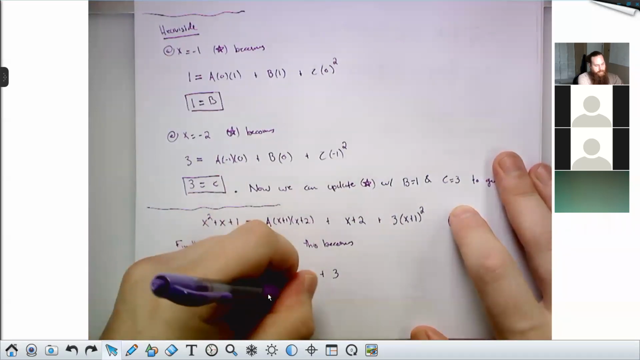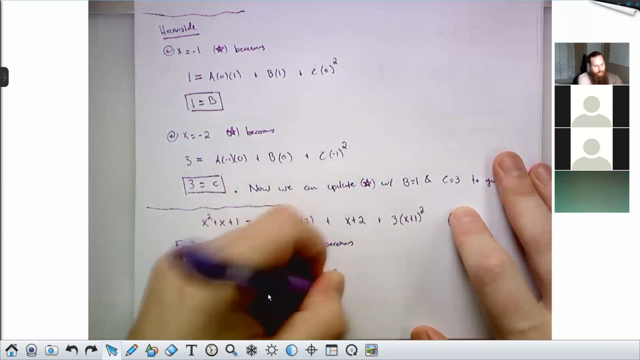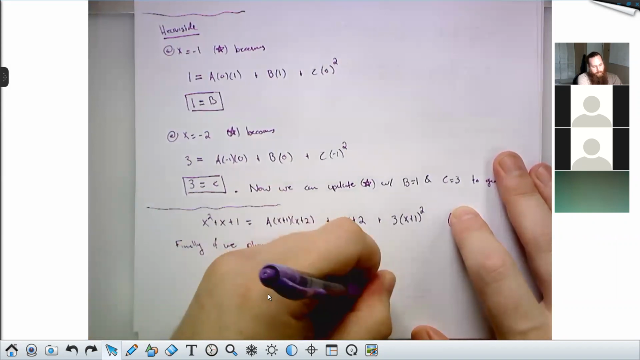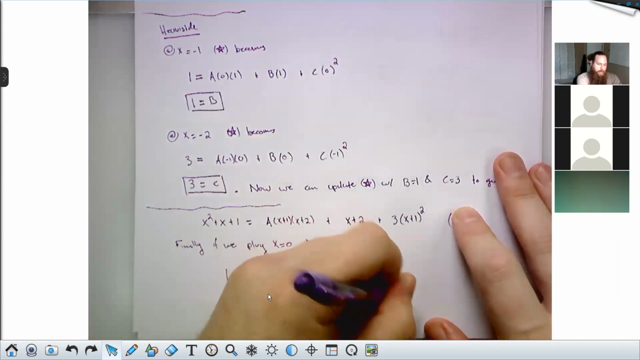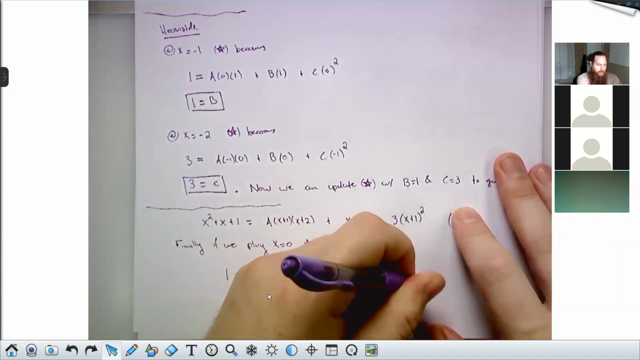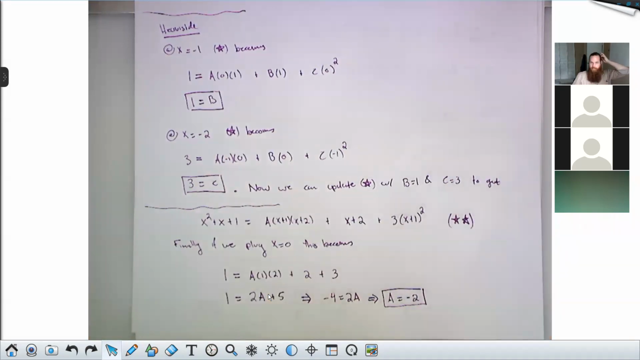So you get 1 equals 2a plus 5. Subtract 5 from both sides. You get negative 4 equals 2a. Divide by 2. You get a equals negative 2. So at no point did I need to multiply everything out. At no point did I need to equate coefficients on either side. And at no point did I need to set up or solve a linear system, which I know is kind of the big headache here. Nobody likes doing that.